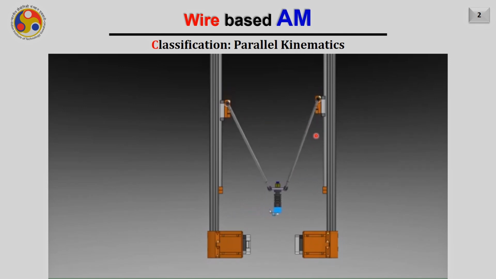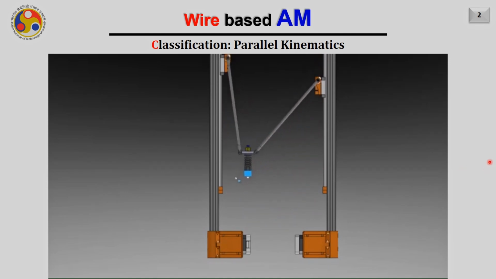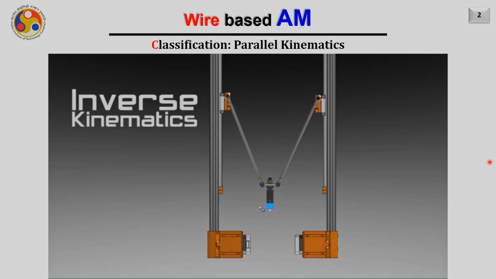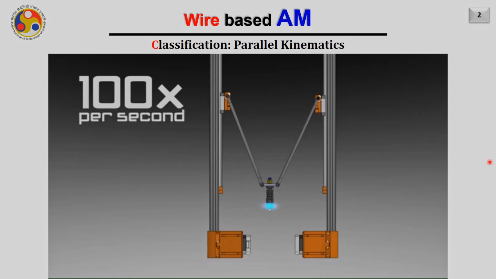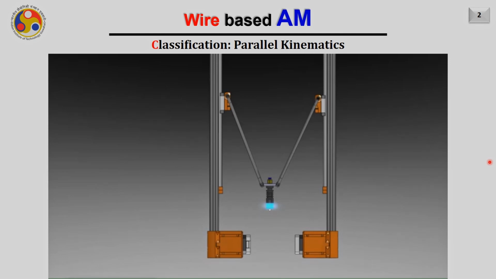And you can also notice that independent motion of each of these links will decide the position of the end effector. What happens in the conventional serial kinematics? All the links are connected with each other, and then the final end effector is also connected with the same. But here, with the end effector itself, multiple links are connected.